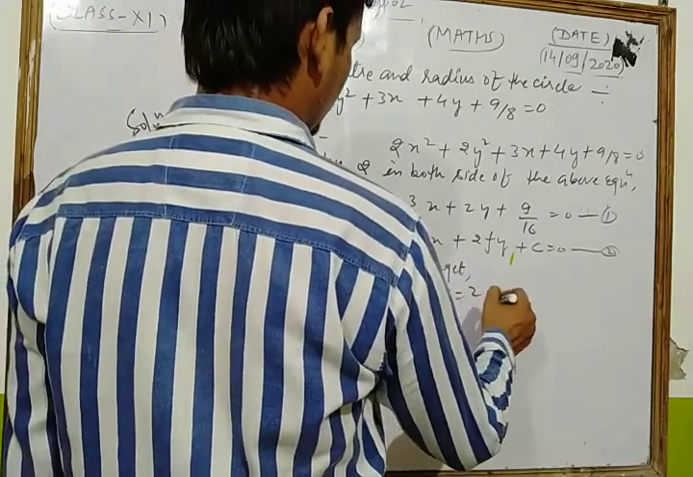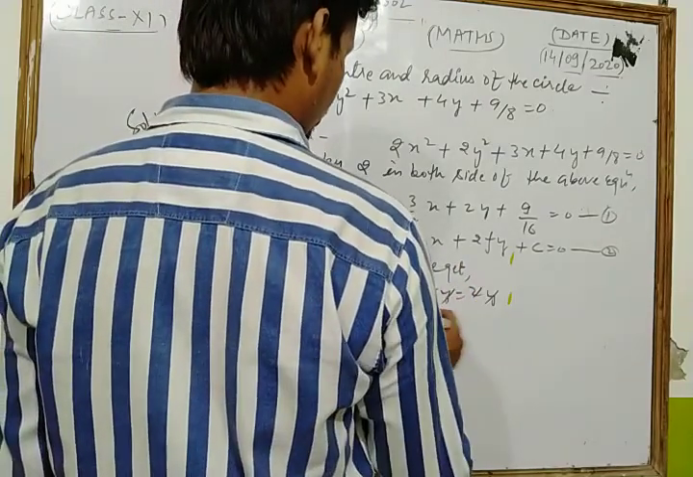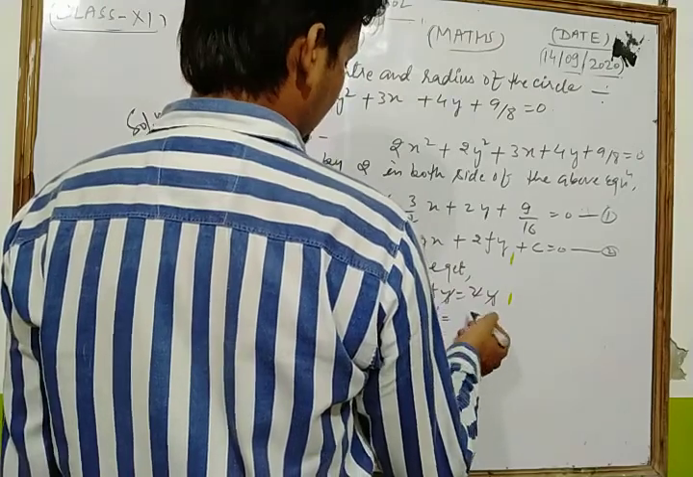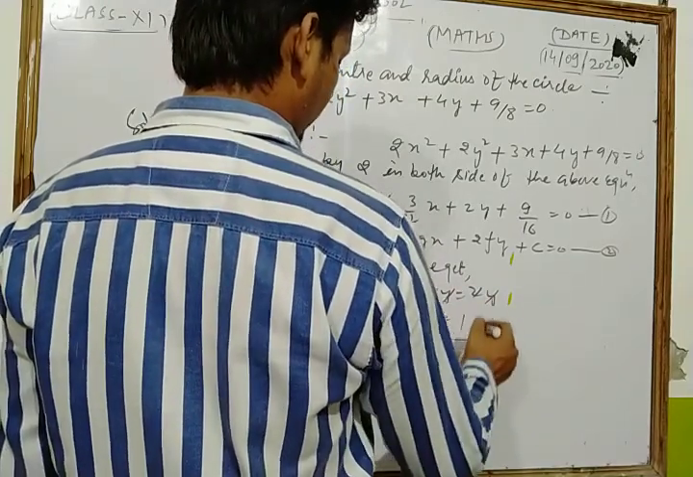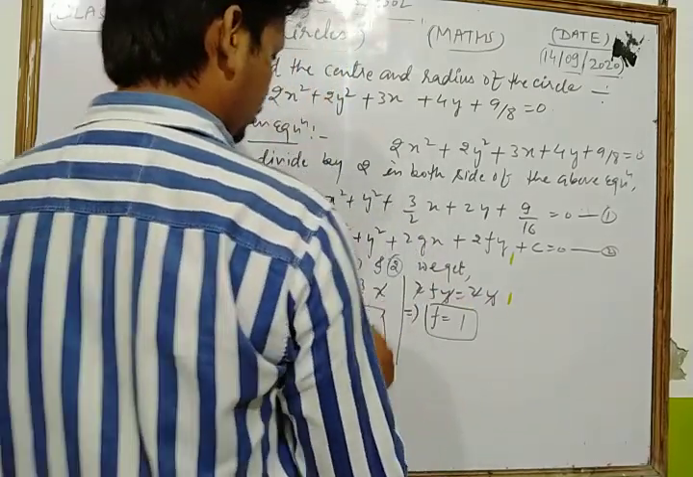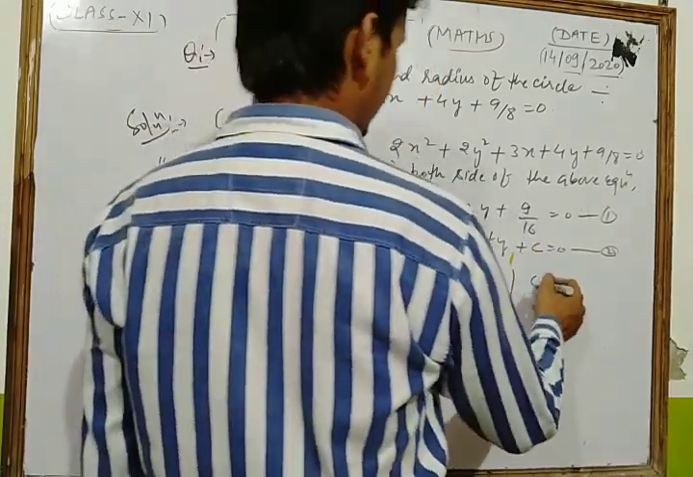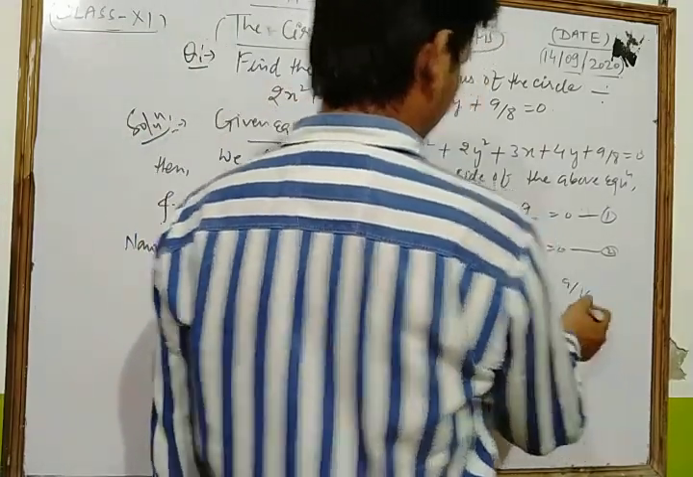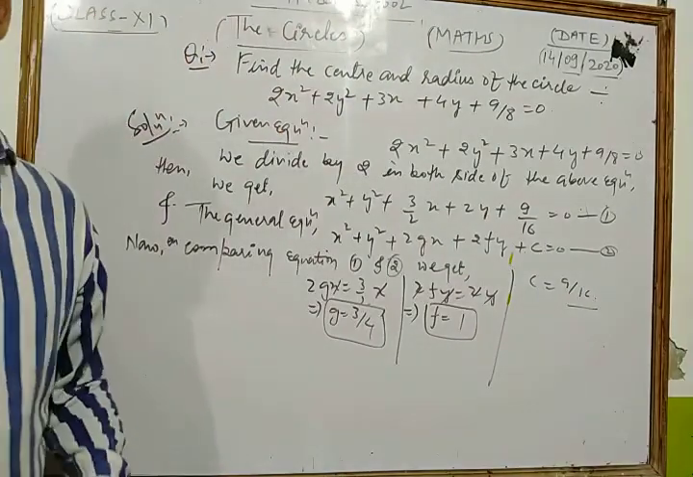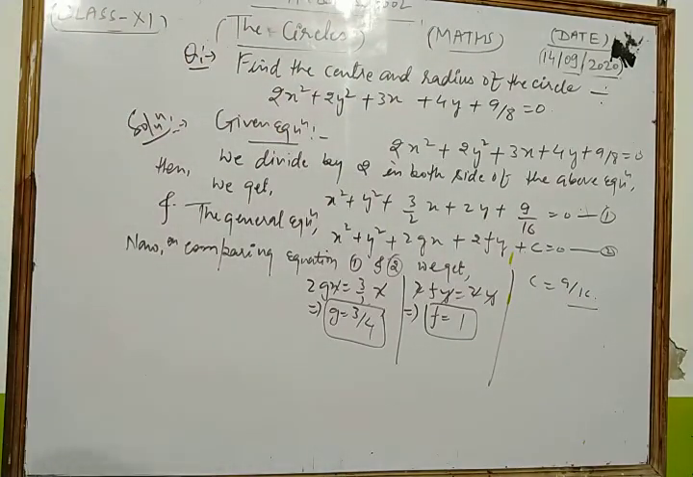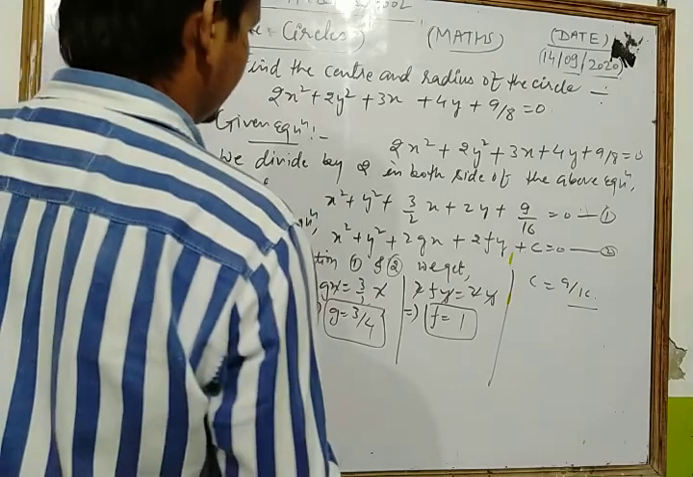Now here, 2fy is equal to 2y. y cancels, 2 cancels, so the value of f is 1. The value of f is 1, the value of g is 3/4, and the constant term is 9/16, so the value of c is 9/16.